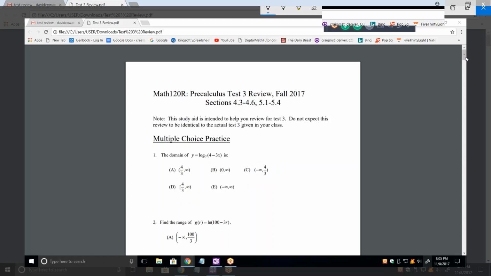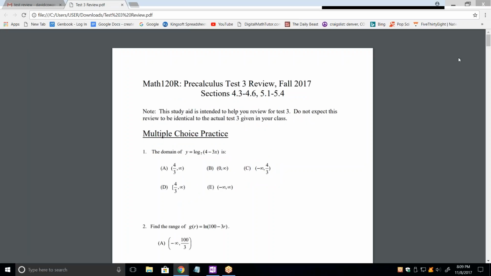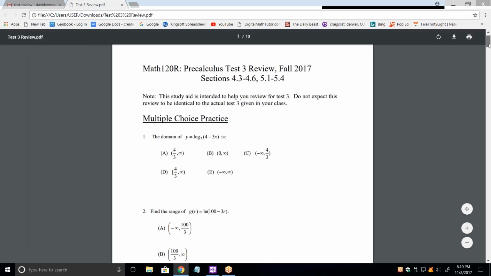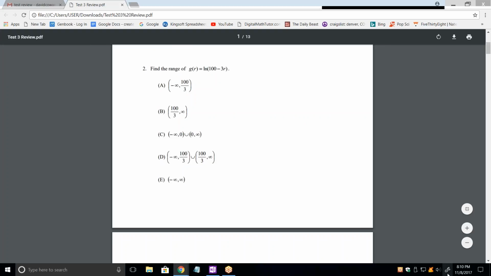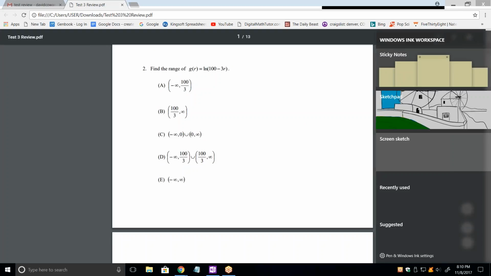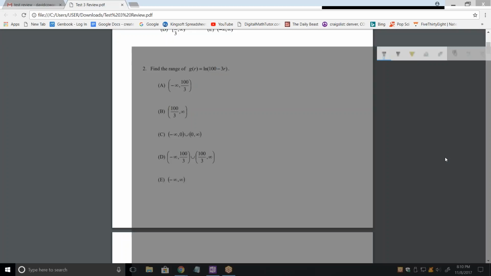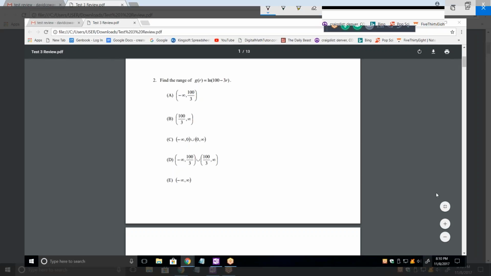Let's go down. Oh, I have to scroll out in order to scroll down. And then take another picture. Find the range. So the range would be when x is equal to 0, right?